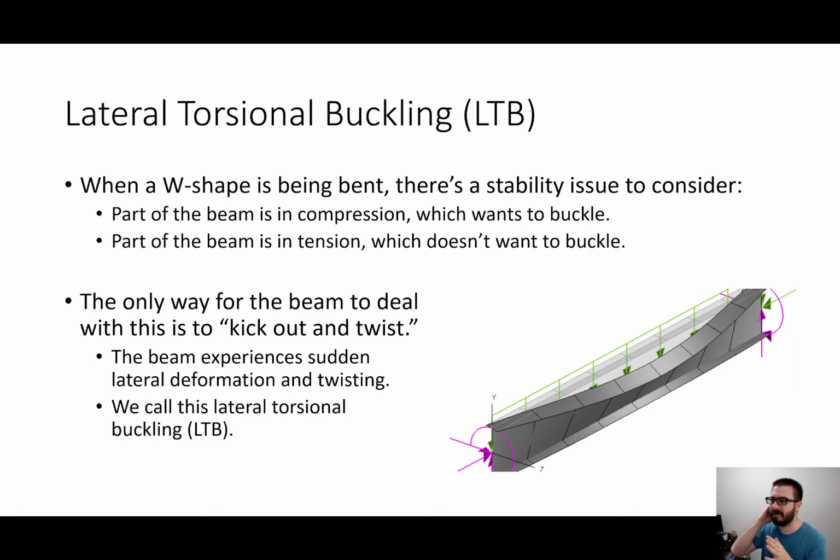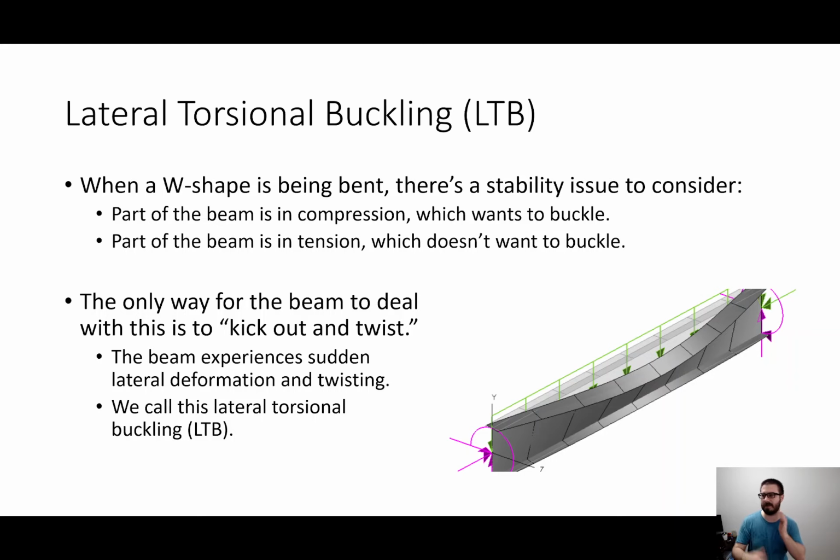There's a little bit of a challenge that the beam has to resolve. Part of the beam is in compression, and the elements that are in compression want to buckle. But part of the beam is in tension, and the parts in tension don't really want to buckle. And the only way that the beam knows how to deal with this, with this cross section, is to sort of kick out and twist. And we have a name for that phenomenon. We call it lateral torsional buckling, okay?